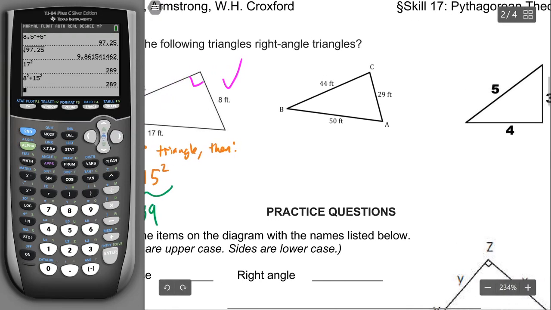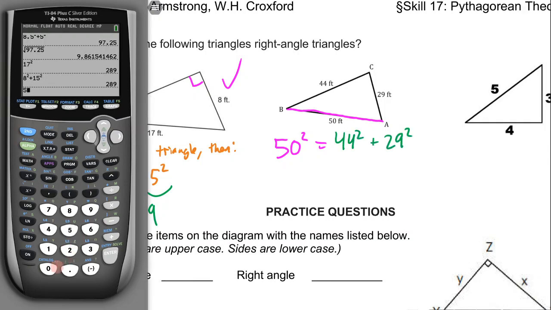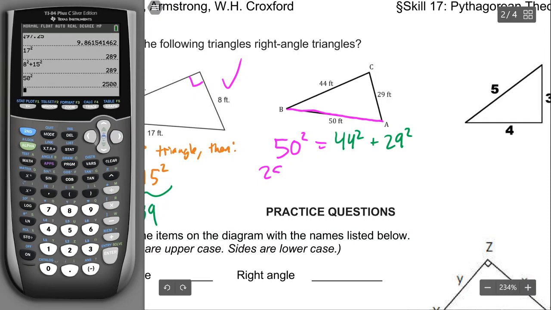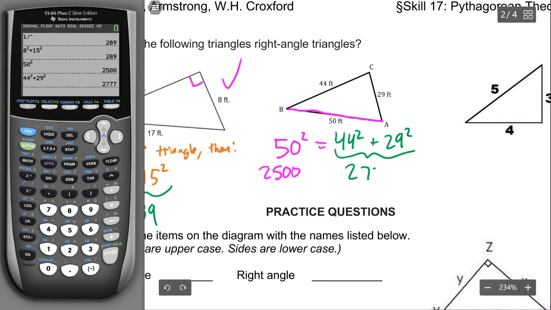Let's try the next one. We're going to do our long side on the left-hand side. The hypotenuse always has to be the longest side, so that has to be your c. So 50 squared equals, the other two sides are 44 and 29, so we'll square both of those. Let's try it. 50 squared is 2,500. So our left-hand side is 2,500. Our right-hand side, we put both of those together. 44 squared plus 29 squared. Ooh, 2777. Is 2,500 the same as 2777? No. So this is not 90 degrees.